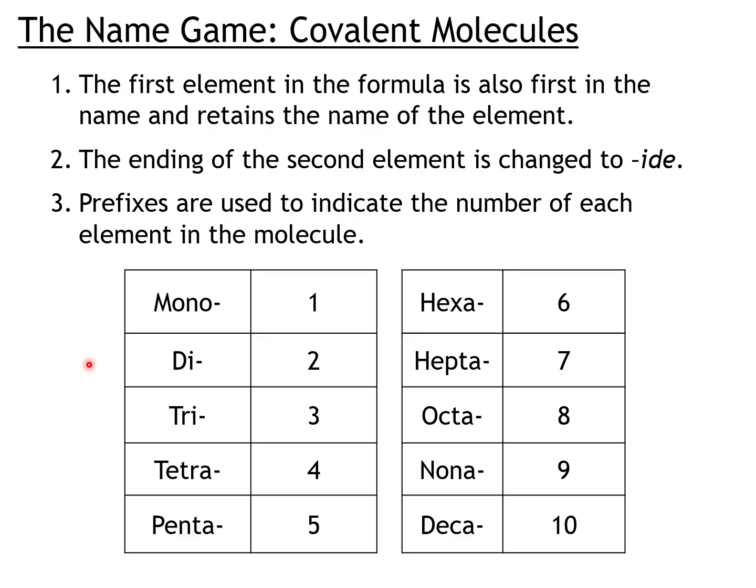So 1 is mono, 2 is di, 3 is tri. The one that gives people the most trouble is tetra. Tetra is 4. Just think Tetris with the little boxes, the cubes and stuff like that. They have 4 sides. Tetra is 4. And then it kind of continues on. There's more past deca, but I tend to not go anything bigger than deca.